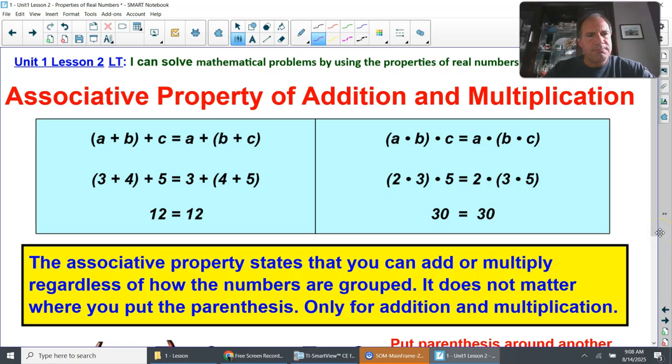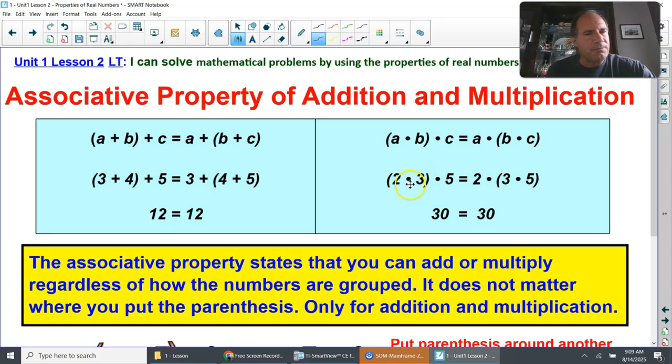Here's the associative property of addition and multiplication. Just remember that associative property states that you can multiply or add regardless of how the numbers are grouped. It does not matter where you put the parentheses, only for addition and multiplication. So here we talk about (3 plus 4) plus 5 is equal to 3 plus (4 plus 5). The only thing that changed in that left-hand side is the grouping. The grouping changed, but it's still equal to 12.